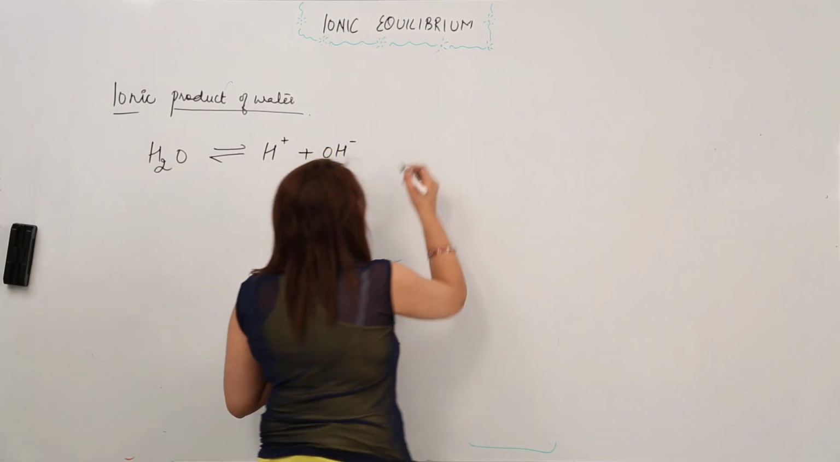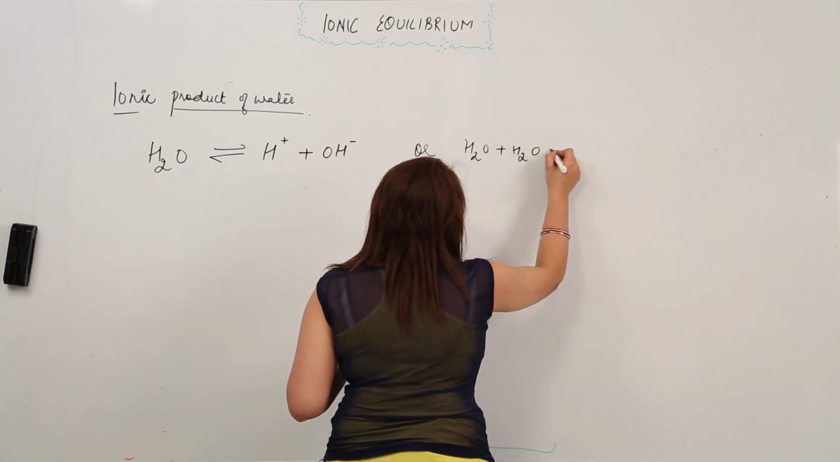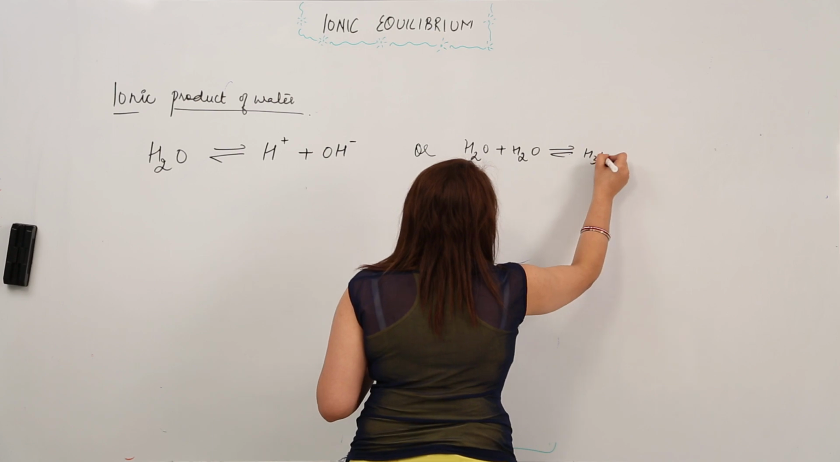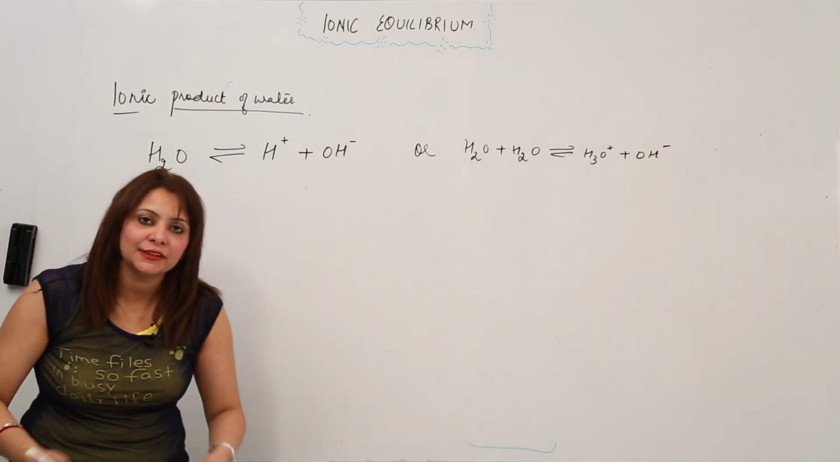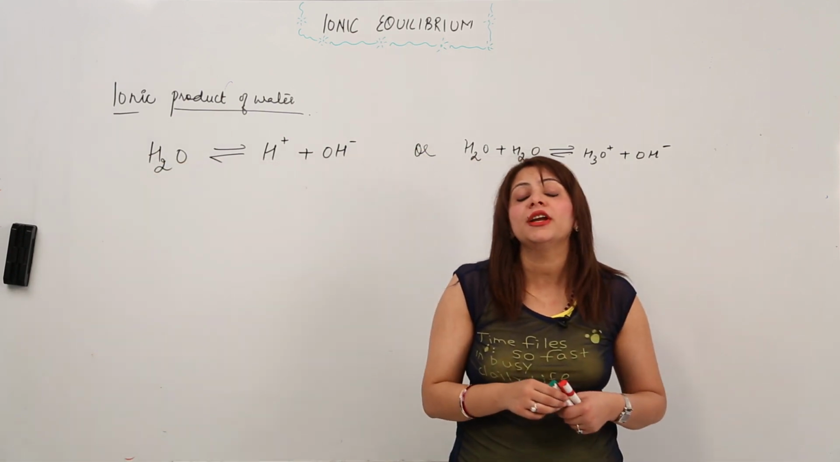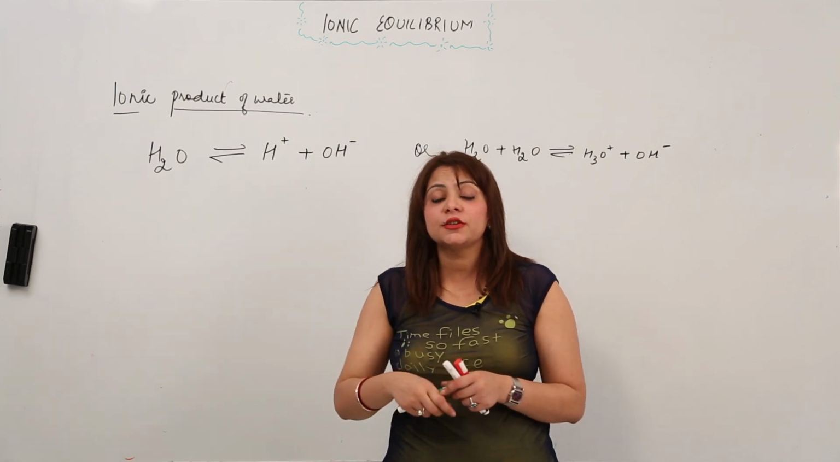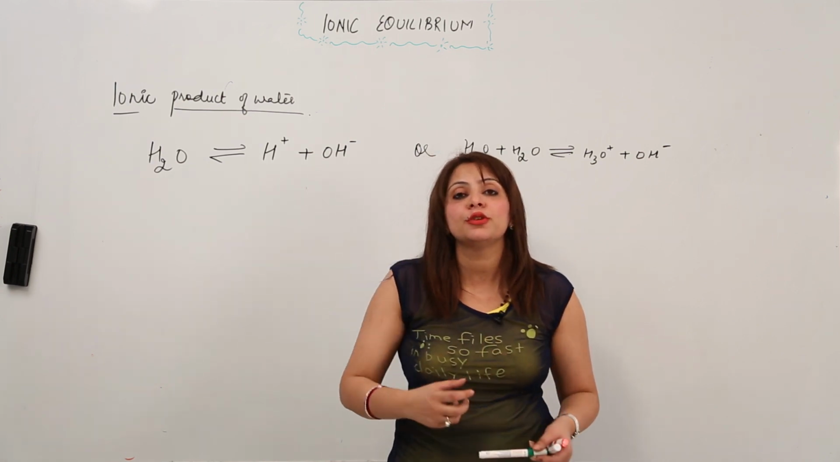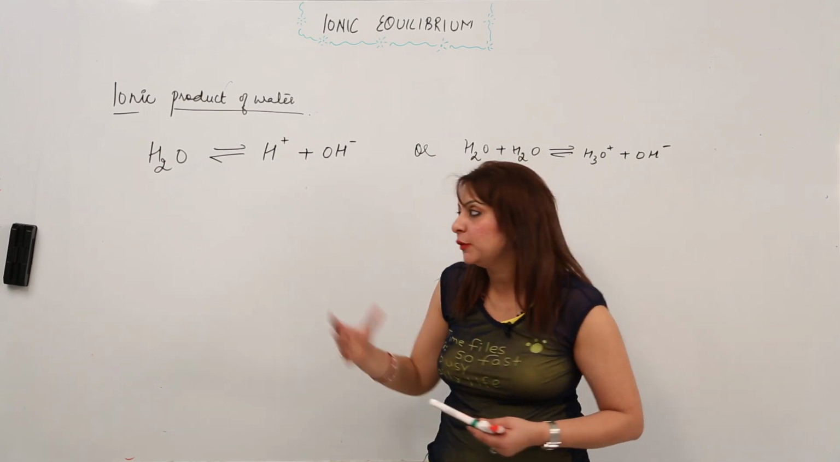Or in a similar manner we can write this equation in this form also. H2O plus H2O gets dissociated to form hydronium ion plus OH negative. So either way you can write it, right? The main point is that it is a weak electrolyte, therefore it dissociates to a small extent. That is, we get to see an ionic equilibrium between them.